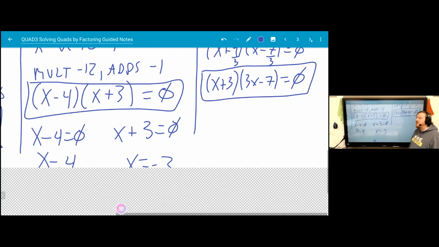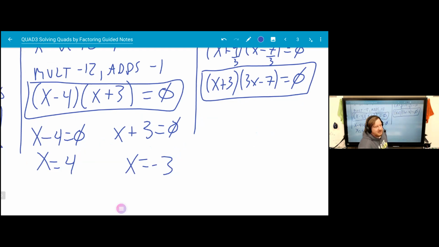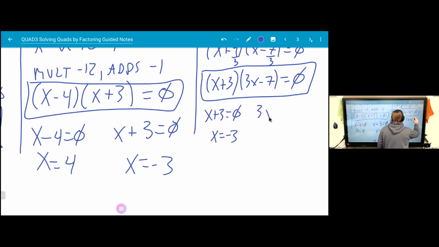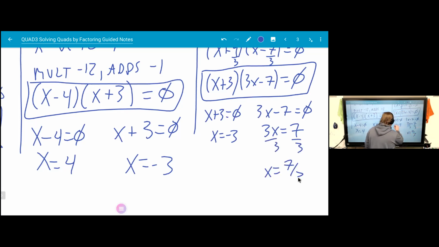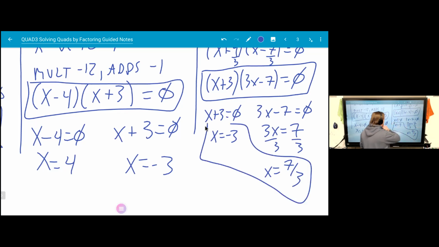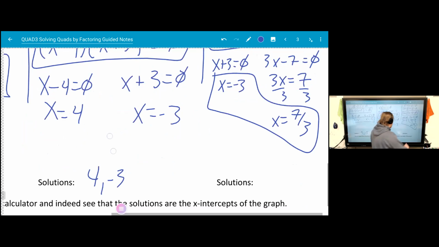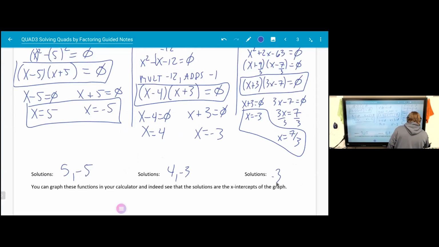Now we can take each of those individual factors, set them equal to 0 and solve. I have x plus 3 equals 0. So x would equal negative 3. Or I can have 3x minus 7 equals 0. Add 7 to both sides. 3x equals 7. Divide both by 3. And x equals 7/3. There we go. Our solutions are negative 3 and 7/3.